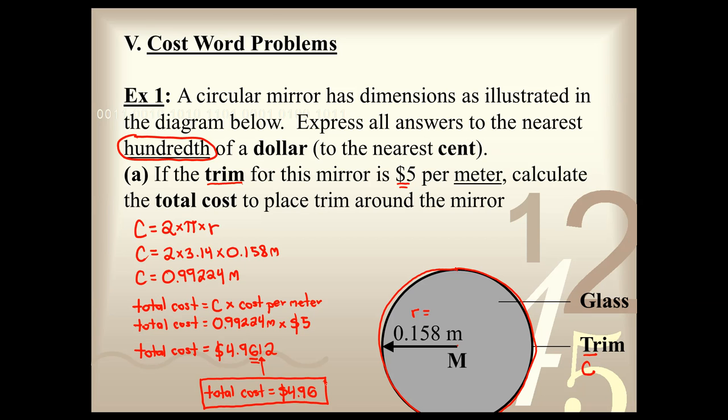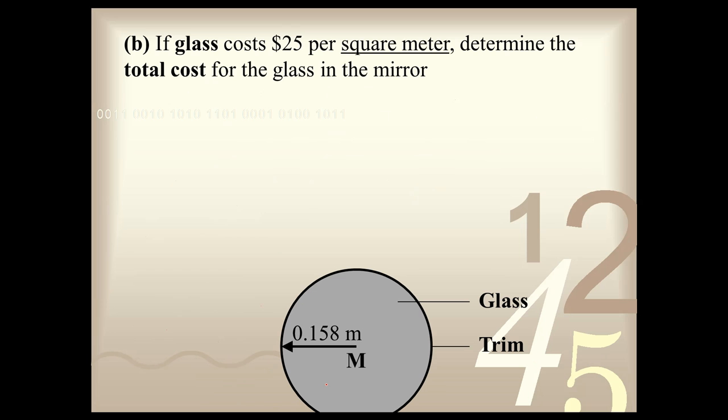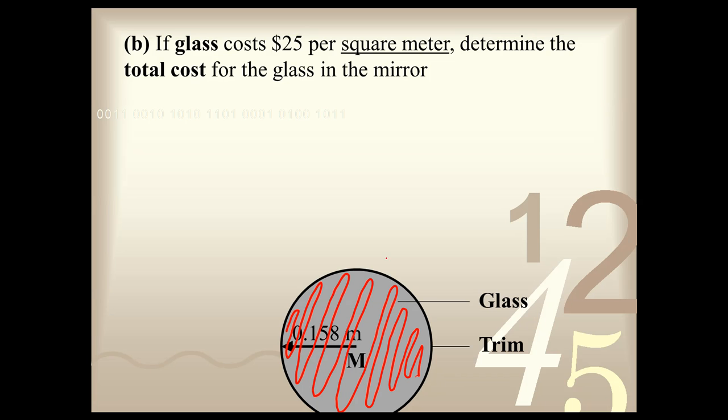Let's go to part B now. Part B says, if glass costs $25 per square meter, determine the total cost for the glass in the mirror. The glass fills in this entire region within the actual circle. So the first thing we need to do again is identify what we are actually calculating. What does the glass represent? Well, if the glass represents the region within the circle, that is the area of the circle. So we need to do a calculation for area first.